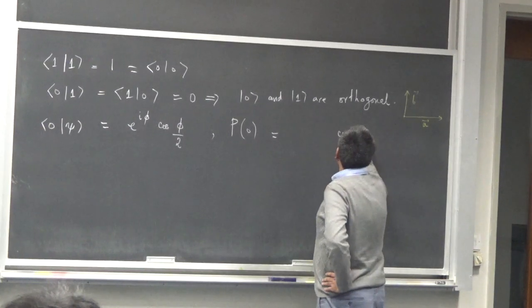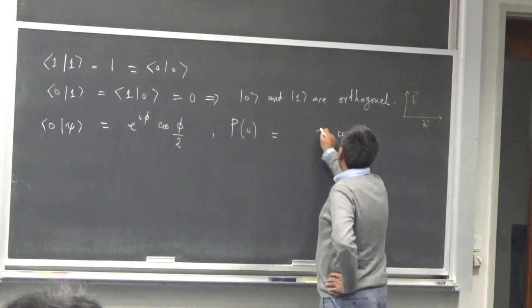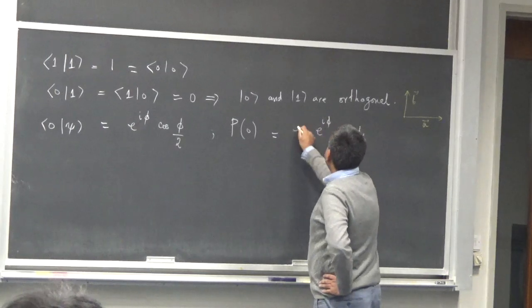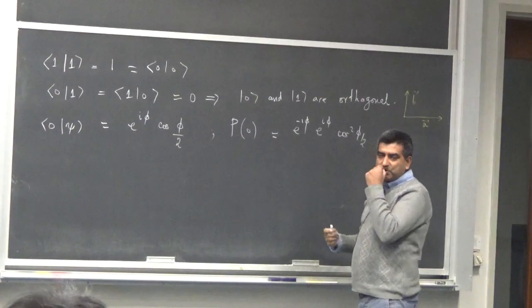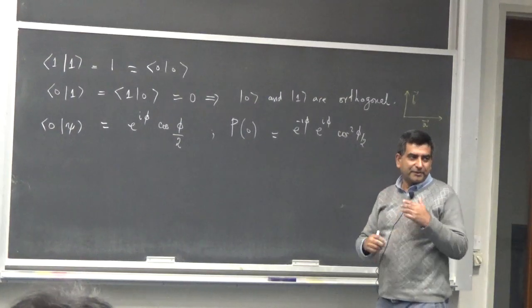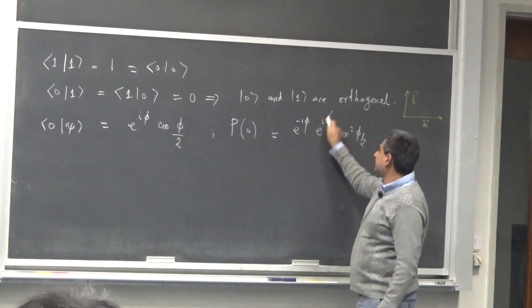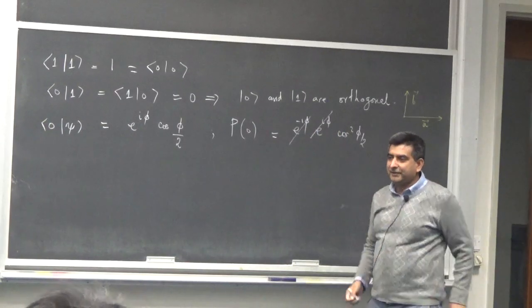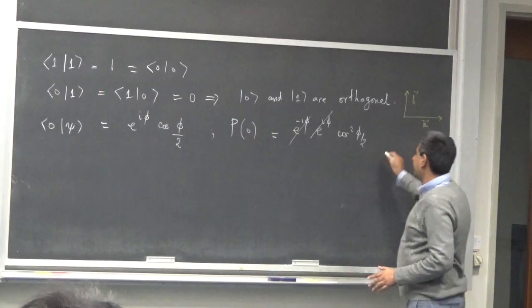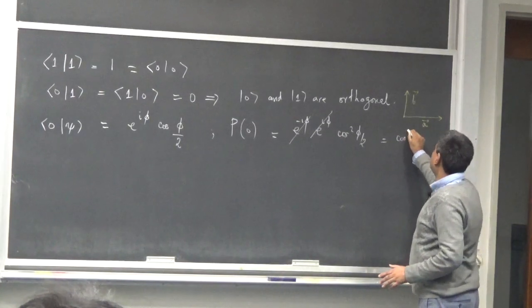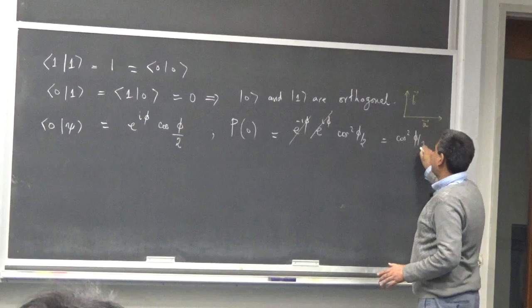Only for once in this class, I'm also going to show that there is an e^(-iφ). Because when we take the complex conjugate of a complex number, you have to change the argument. This just goes away, this vanishes away. It disappears, extinguishes. So the answer is cosine squared φ/2.